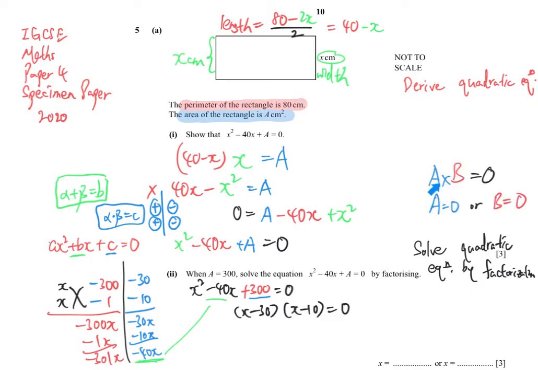When two numbers multiply up to 0, it can be one equal to 0 or the other one equal to 0, or both are zeros. So here, just the same, right? So x minus 30 is 0, or we can have x minus 10 will be 0. And it becomes a linear equation. So we can have x equal to 30 or x equal to 10. So this is the answer.